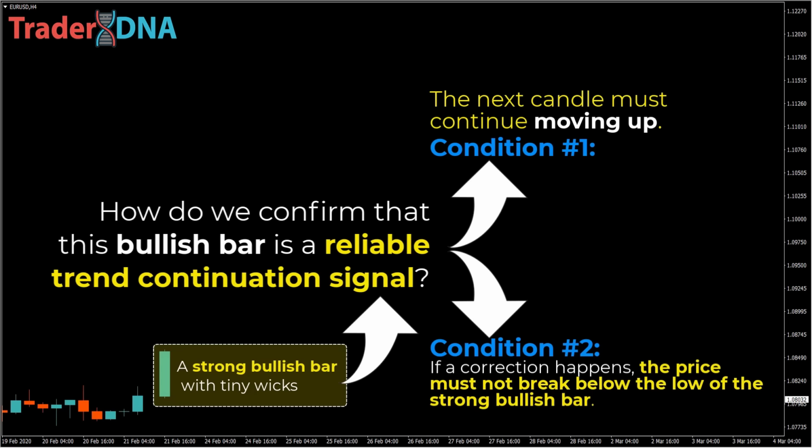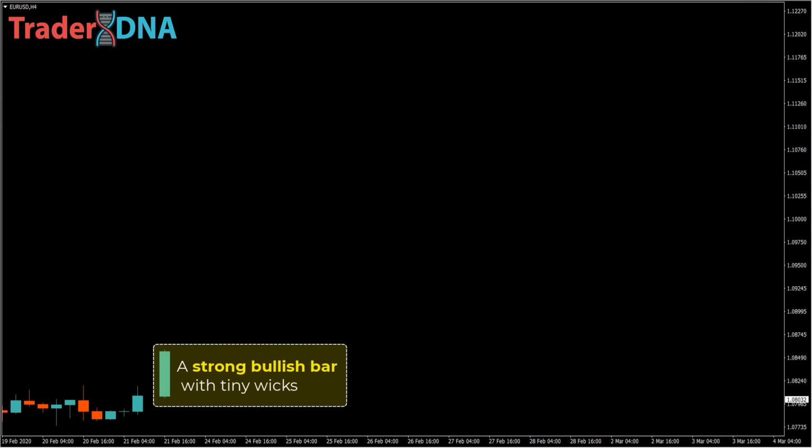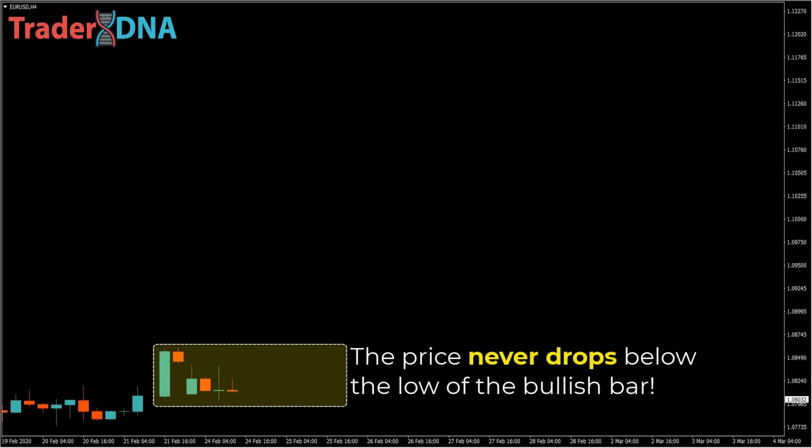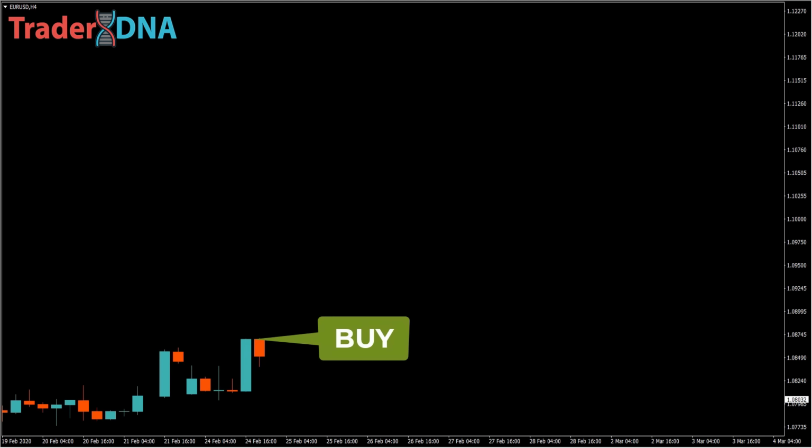Let's analyze the chart further. After this strong bullish bar appears, we see a minor pullback, but notice something crucial. The price never drops below the low of the bullish bar. Then the market rebounds sharply, pushing even higher. This is our high probability buy signal. At this point, traders should immediately enter a buy position on the next candle's open.